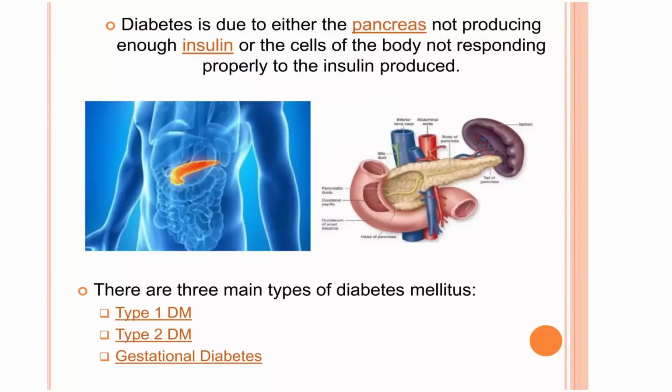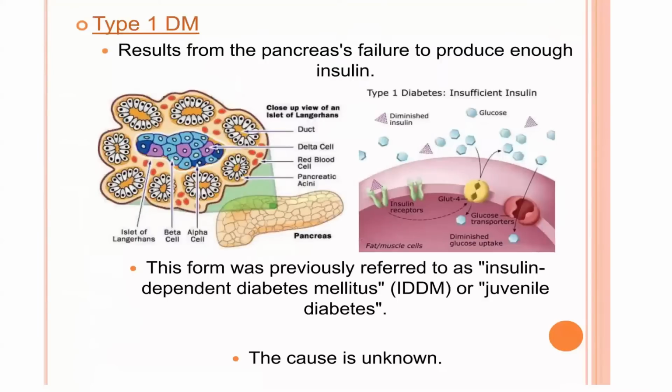And of course, we have three main types of diabetes mellitus. We have type 1 diabetes, type 2 diabetes, and gestational diabetes. Gestational diabetes usually occurs when the person is pregnant. We'll look at them one after the other. So let's start with type 1 diabetes.